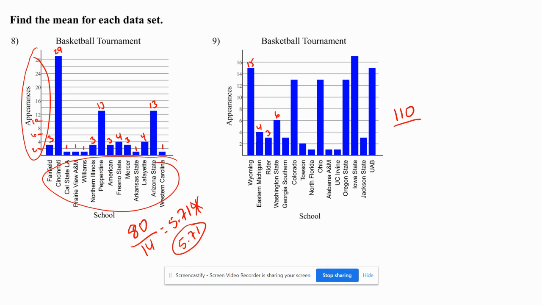I'm going to divide by how many graphs I see, how many bars. There happens to be 15. So I type in my calculator 110 divided by 15, and I get 7.333. My third decimal place is too small, so I ignore it. And I'm just going to call this 7.33.